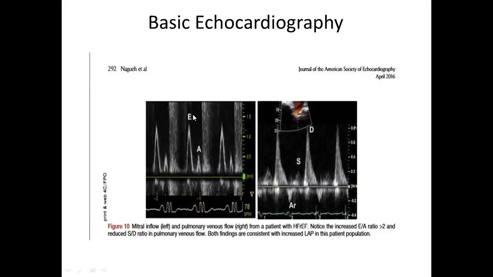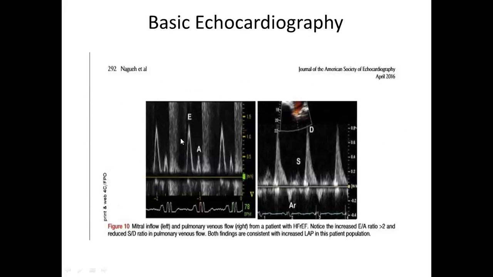And the reason why we know it's a pseudo-normal pattern is when we look at our pulmonary vein flow. You have a systolic component, a diastolic component, and an atrial reversal. In a normal individual, the systolic component is bigger than the diastolic component. In this scenario, the diastolic component is greater, suggesting that there's elevated left atrial pressure. So you cannot call this normal.